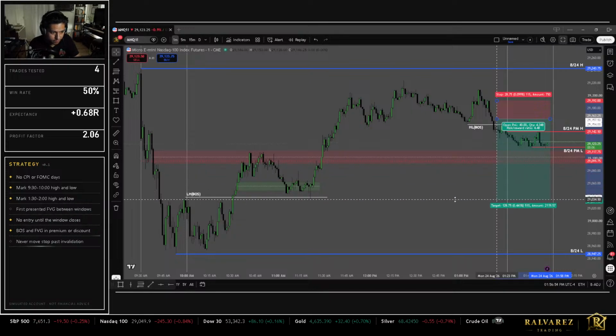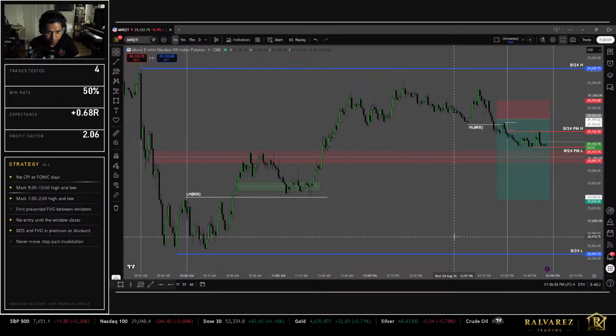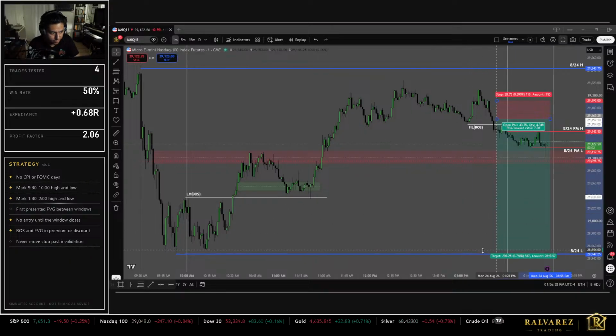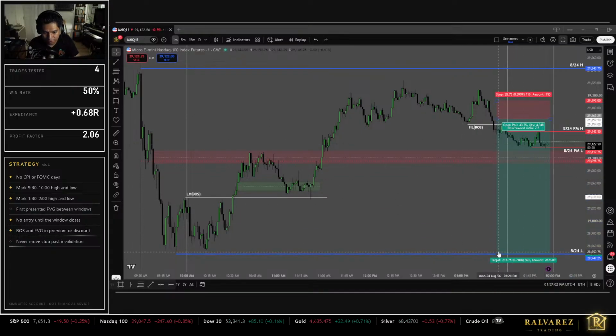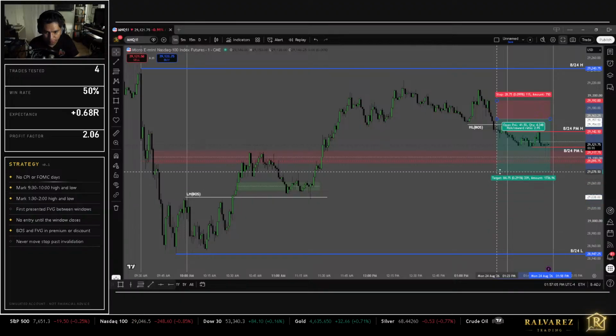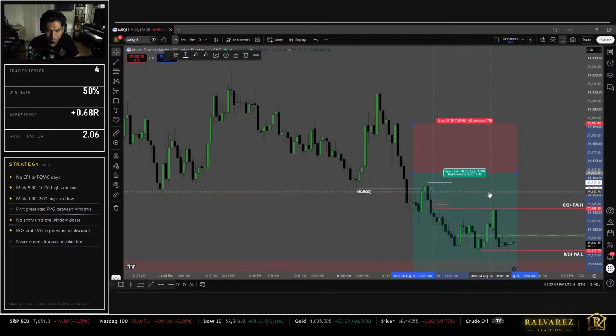You can also target down here. Best case scenario, the low. Obviously, it doesn't have to do that today, right? But we still have 2 hours. 2 hours can be enough. But yeah, we'll just keep on seeing.